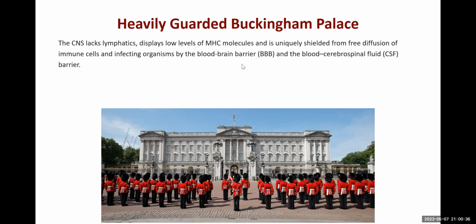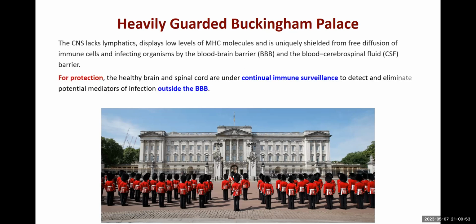So my next question is going to be about the blood-brain barrier. Is the blood-brain barrier like this? That is, something protecting the brain. Let us suppose that this Buckingham Palace is the brain. So is it something all around the brain? We'll come back to this question in the next slide.